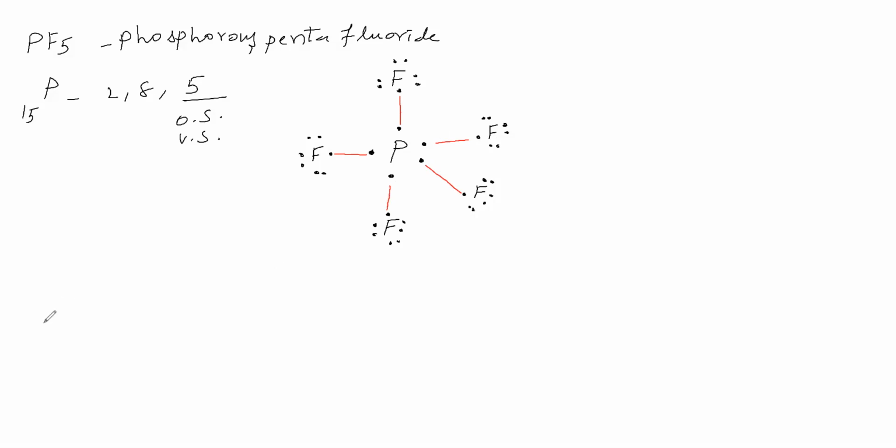Now phosphorus in PF5 has 5 sigma bonds. 5 bonds means 10 electrons, since 1 bond means 2 electrons. 10 electrons is greater than an octet. Therefore, we can say it is an electron rich molecule.